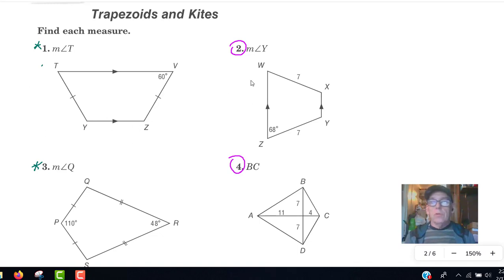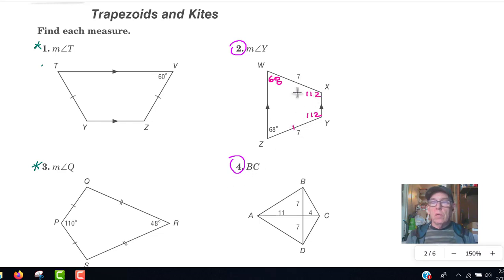Okay, let's look at number 2. Number 2, this is also an isosceles trapezoid. Now in an isosceles trapezoid, we know that the corresponding angles are congruent. So that's going to be a 68. We know that going this way, these have to add up to 180. So if I do 180 take away 68, I get 112. So this other angle must also be 112.